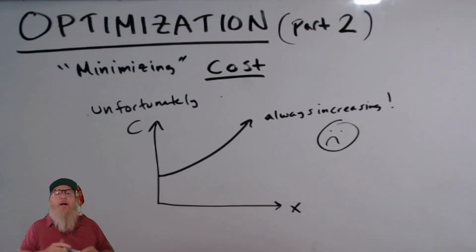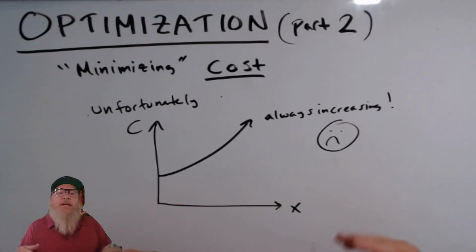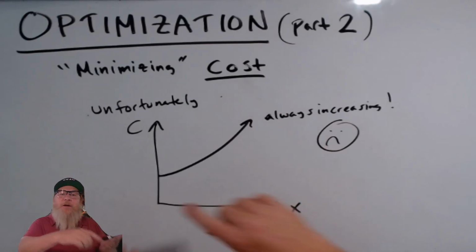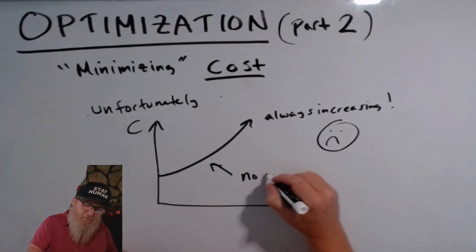Costs are always going up, right? Especially as you increase the number of units, not to mention a factor that we really haven't taken much consideration to, which is time. But generally speaking, costs go up. And so if something is constantly going up, there is no minimum value.